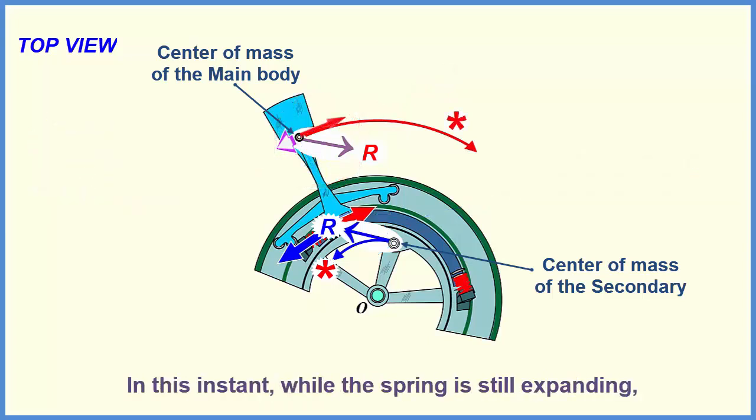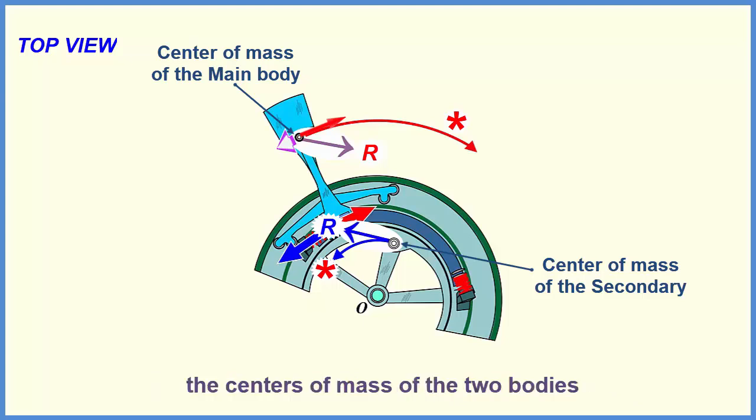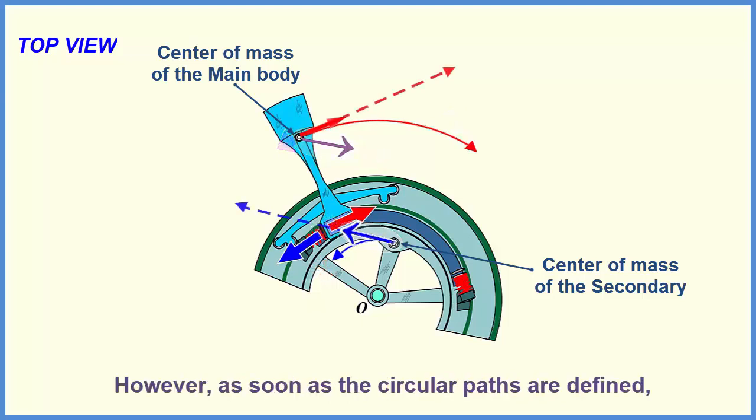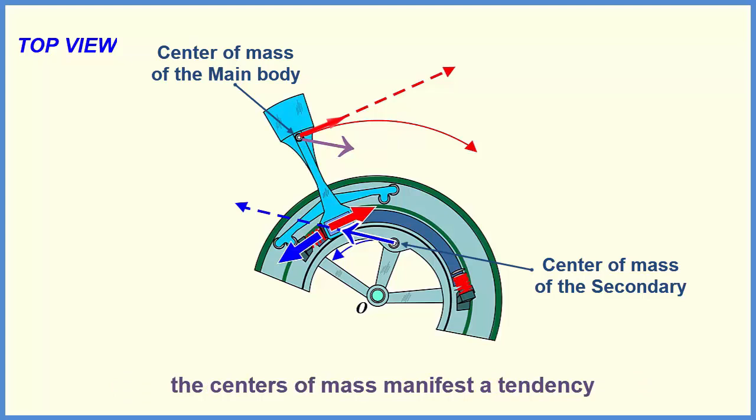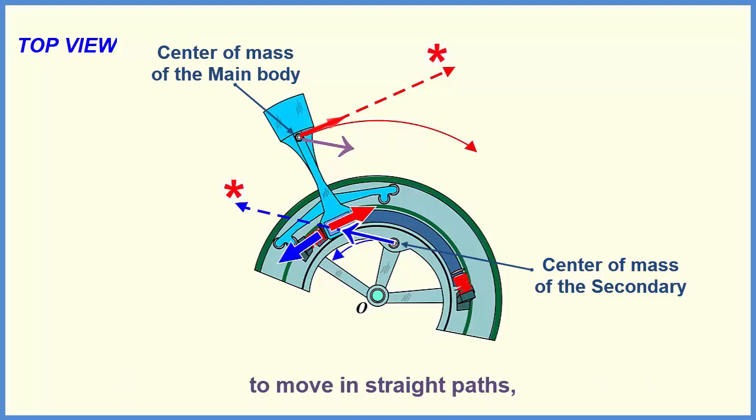In this instant, while the spring is still expanding, the centers of mass of the two bodies start rotating in circular paths around the rotation center shaft. However, as soon as the circular paths are defined, the centers of mass manifest a tendency to move in straight paths in accordance with Newton's first law. These straight paths are asymmetric, and the two centers of mass cannot move along them at the same time. This results in an inertial conflict.